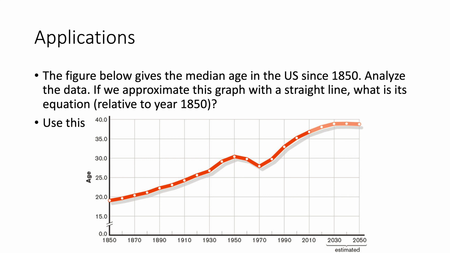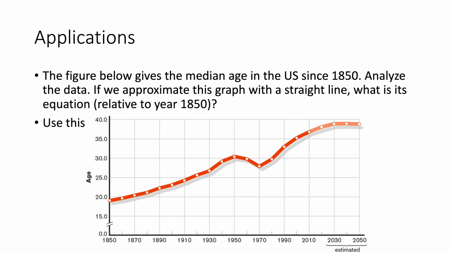All right, so the next thing I want to do is give you some real-life examples of linear functions, of their graphs, and how things can be interpreted and understood. The figure below gives the median age in the United States since 1850. Median is the age in the middle, so it kind of shows you here that since 1850, the median age, for the most part, has been going up.